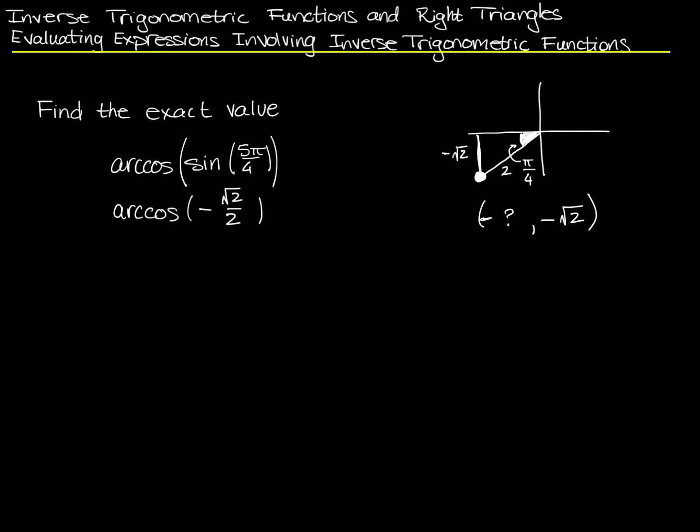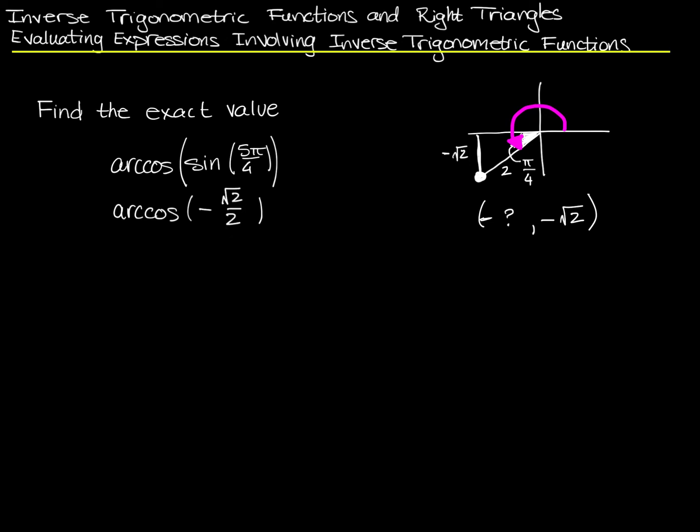Let's do it in pink. This is 5 pi over 4. But to find the cosine of that angle, to find the sine of that angle, I just need to find the sine of the reference angle and make sure my signs, S-I-G-N, are correct. All right, so I've done that. I found the sine of 5 pi over 4. It's negative root 2 over 2. And now I need to find the angle whose cosine is negative root 2 over 2.